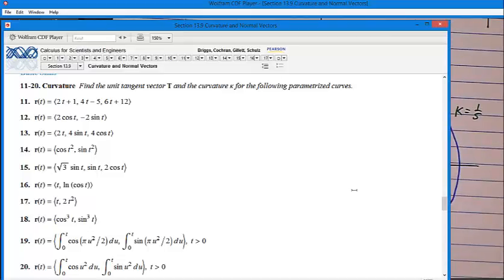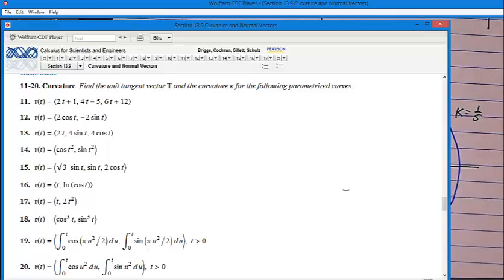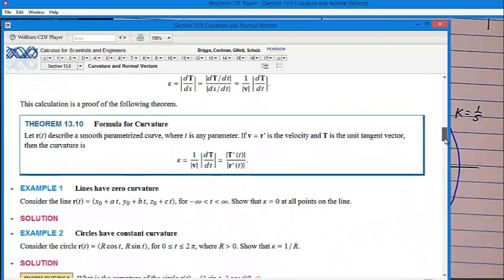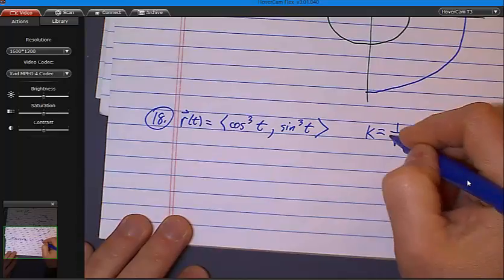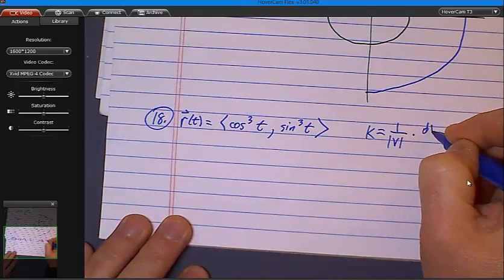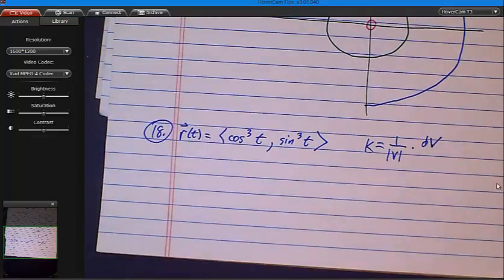So really, it's kind of nice. r of t is cosine cubed t, sine cubed t. And I want to go ahead and find the unit tangent vector T and also the curvature. So to do any of these problems, you need a formula, because that dT/ds thing isn't going to help. So here's my formula. I'm going to use the fact that curvature is equal to 1 over v times the magnitude of dT/dt.